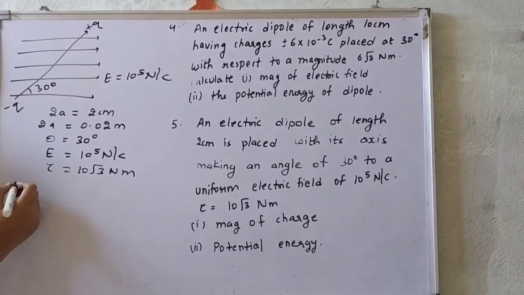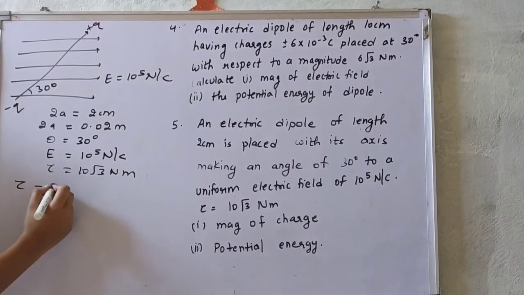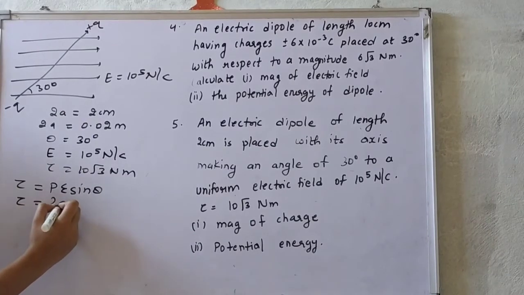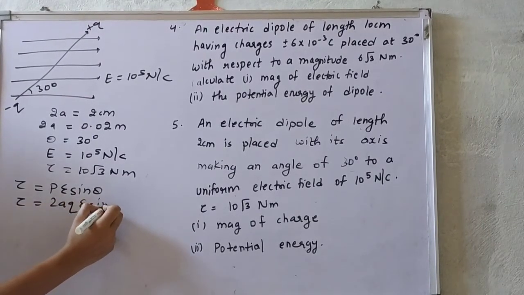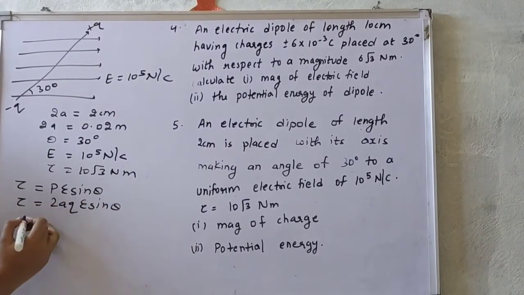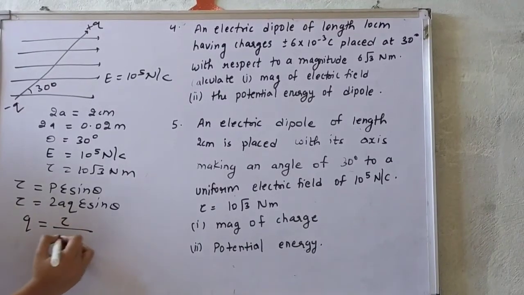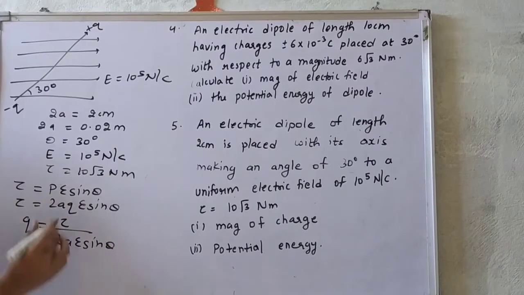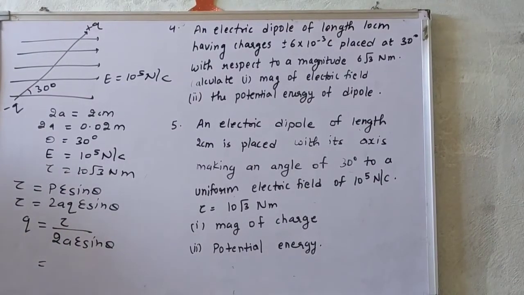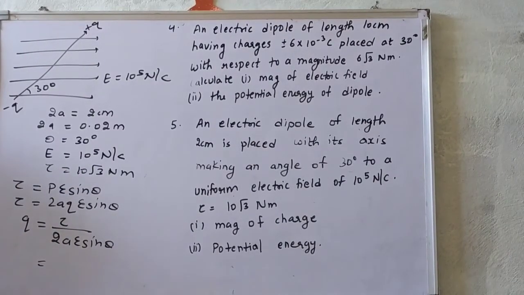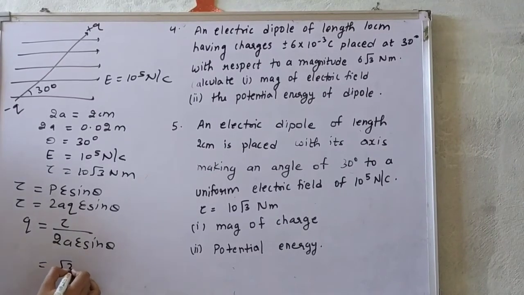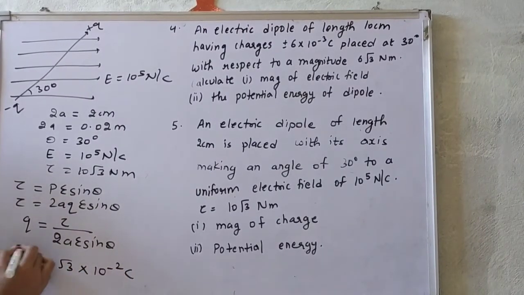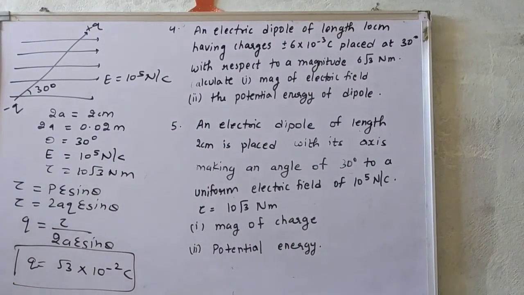Same formula. Torque is equal to pE sin theta, that is 2aqE sin theta. We need to calculate the value of q here. q equals tau upon 2aE sin theta. Just place the values and you will get the answer. The answer is root 3 multiplied by 10 raised to power minus 2 coulomb. This is the value of q here.